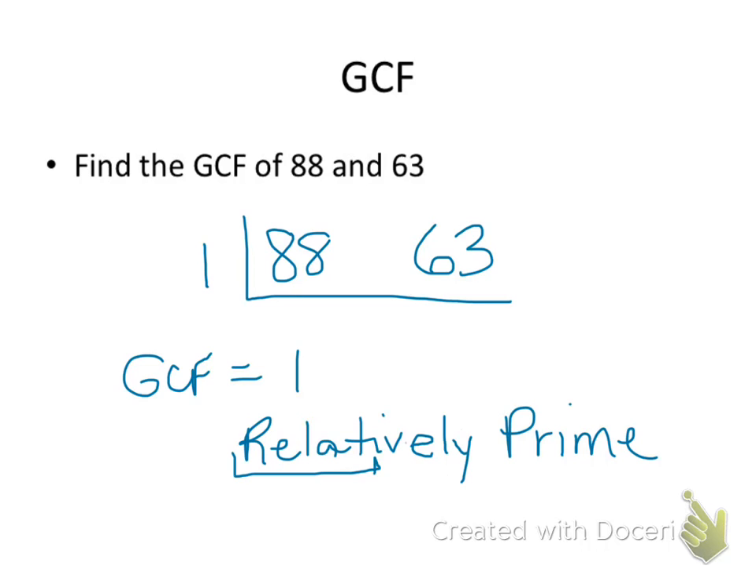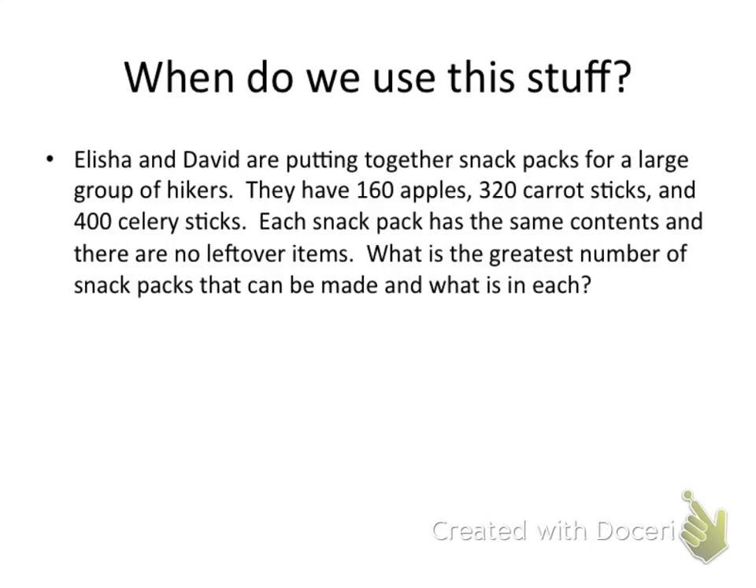So if you're ever asked to tell if these numbers are relatively prime, basically we want to know, do they have any common factors other than 1? If the answer is yes, then find that common factor. But if not, then say yes, they are relatively prime. All right.